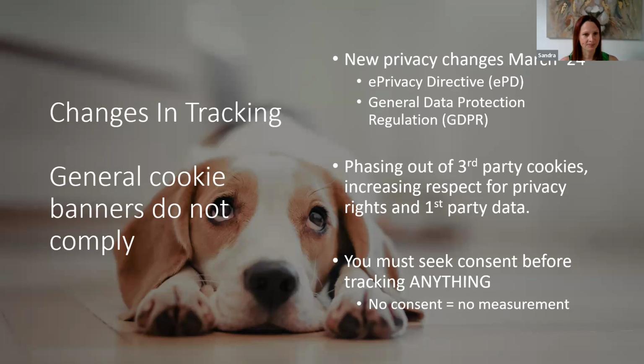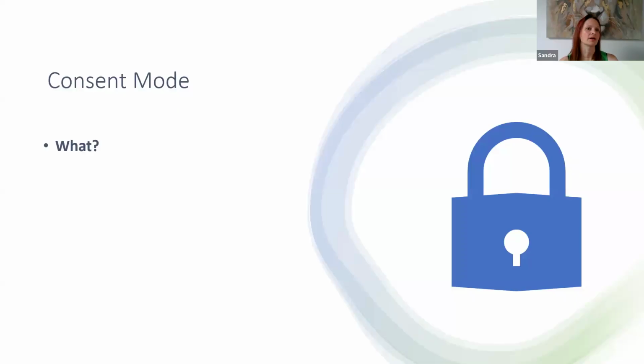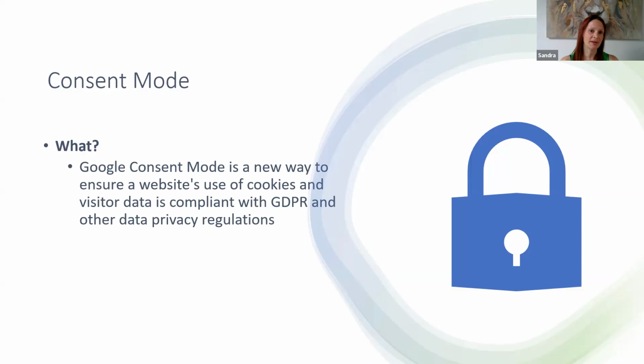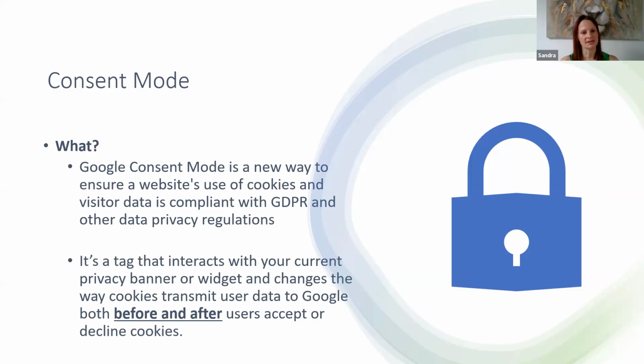So what can we do? Google's come up with a consent mode, and it's basically just a new way to make sure that you stay compliant with all the regulations and rules. It's a tag, and it interacts with your current cookie banner, and it changes the way that it transmits that data to Google before and after the user accepts or declines your cookies. So that's the key point. It makes the change before and after consent.